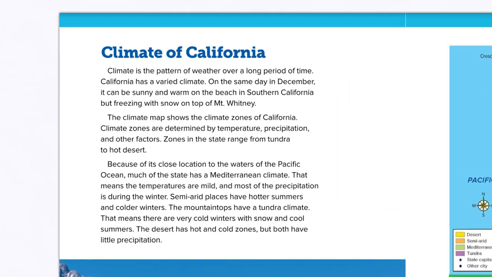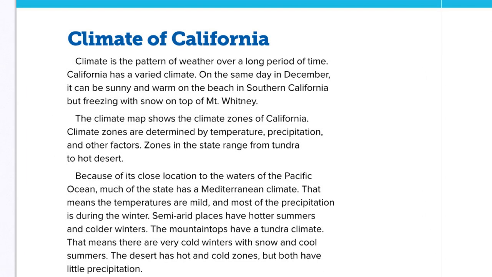Climate of California. Climate is the pattern of weather over a long period of time. California has a varied climate. On the same day in December, it can be sunny and warm on the beach in Southern California, but freezing with snow on top of Mount Whitney.